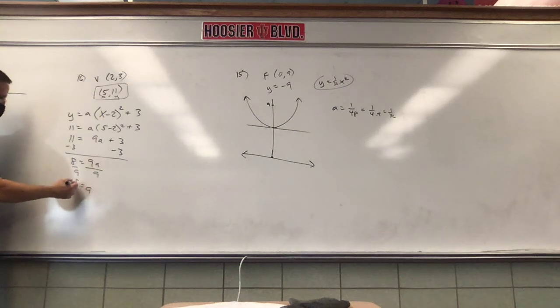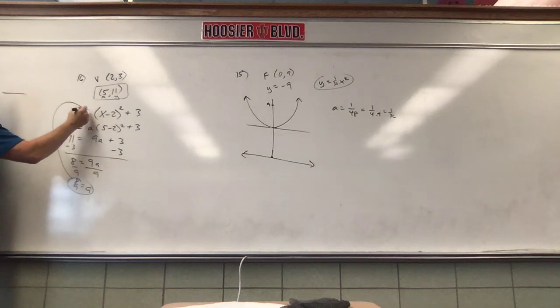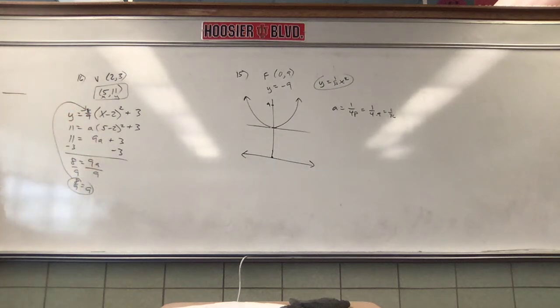And 8 divided by 9 is 8 ninths. Wait, what? How'd you get 8 ninths? 8 divided by 9. Because we had 9a, so we had to get a alone, so we divided it by 9. So if you divide 8 over 9.